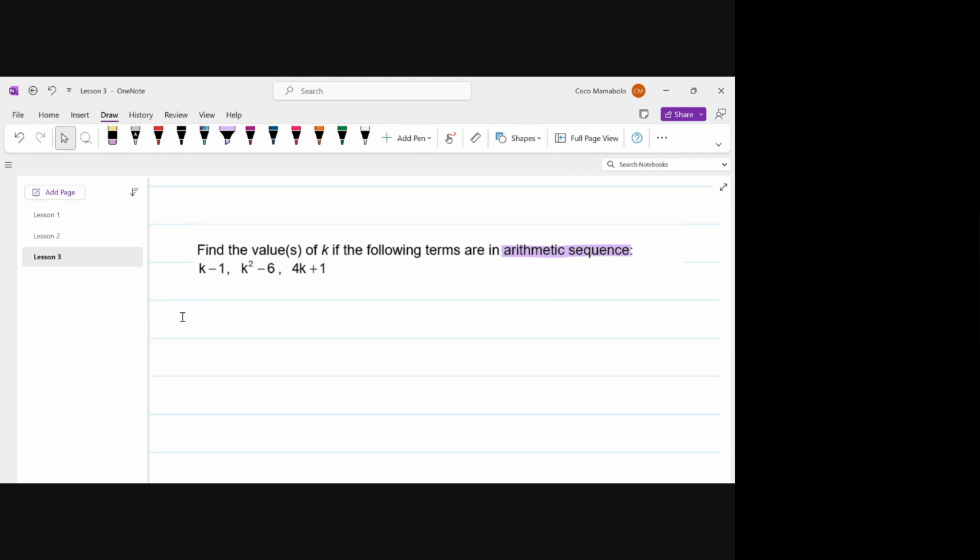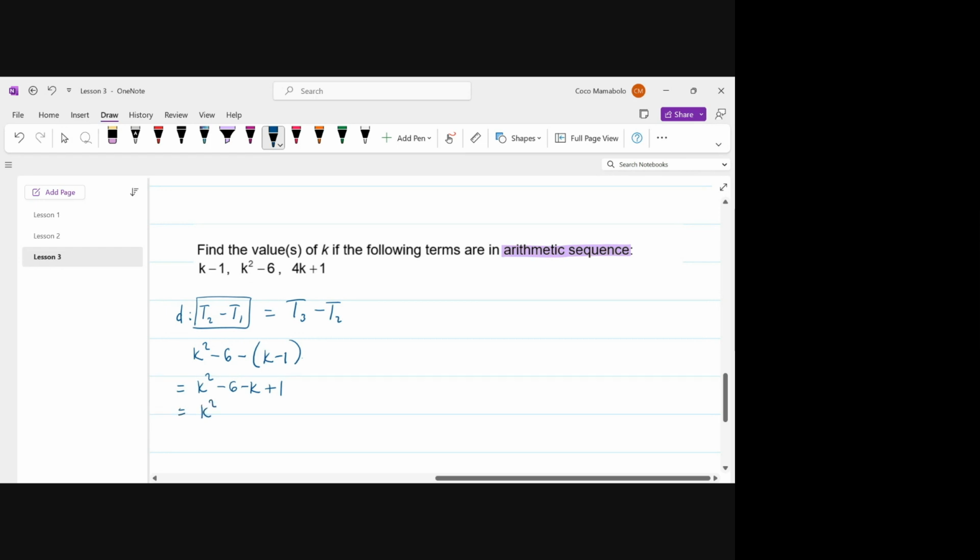If we had to look for the common difference, remember the formula for common difference would be T2 minus T1 must equal T3 minus T2. Now, if I take just the T2 minus T1 part, I'm going to get K squared minus 6 minus, in brackets, K minus 1. And that's going to give me K squared minus 6 minus K plus 1. And that's going to give me K squared minus K minus 5. All right, that doesn't help me.